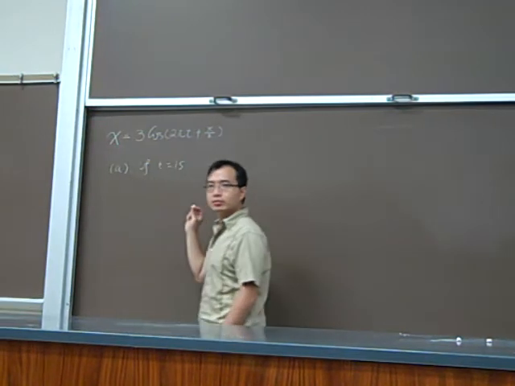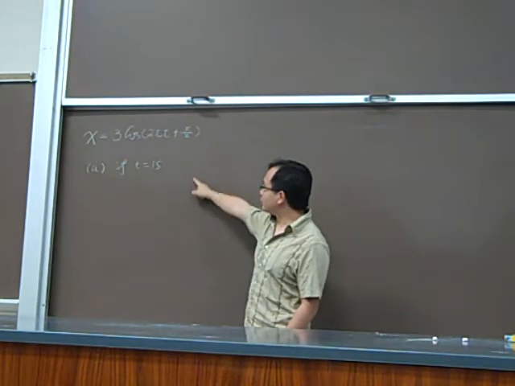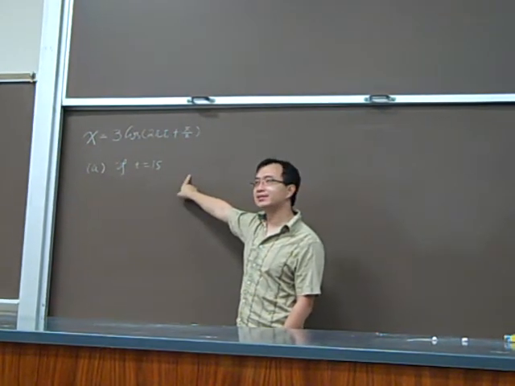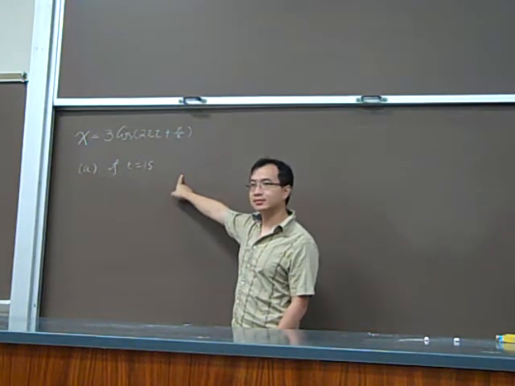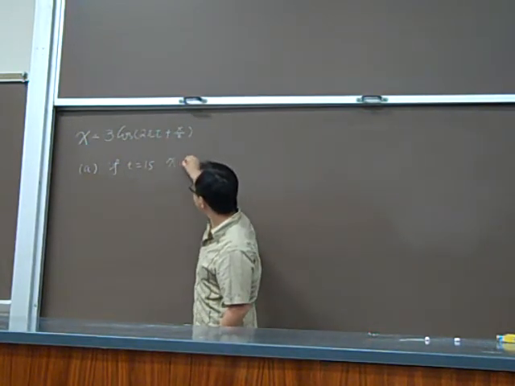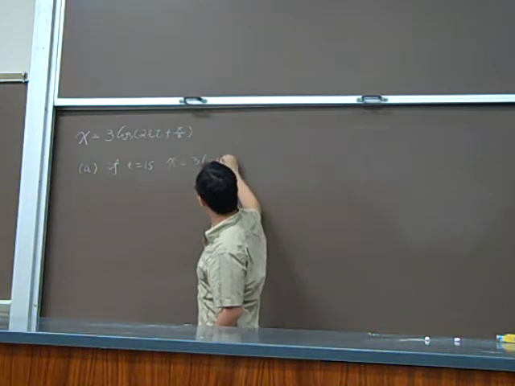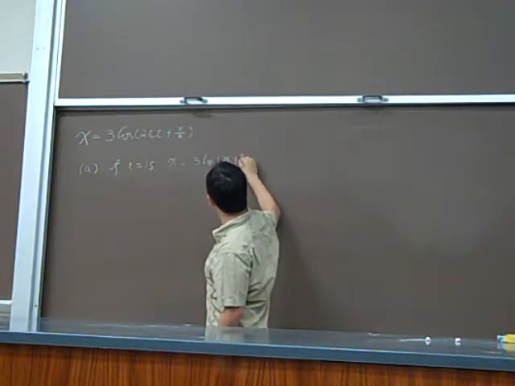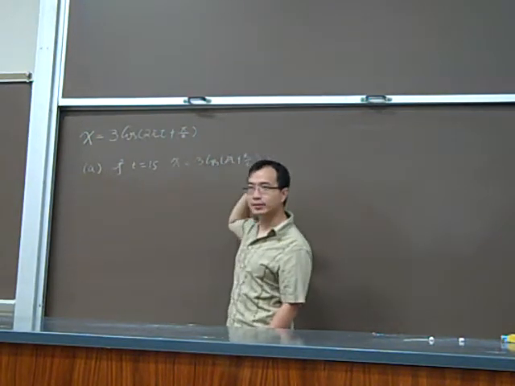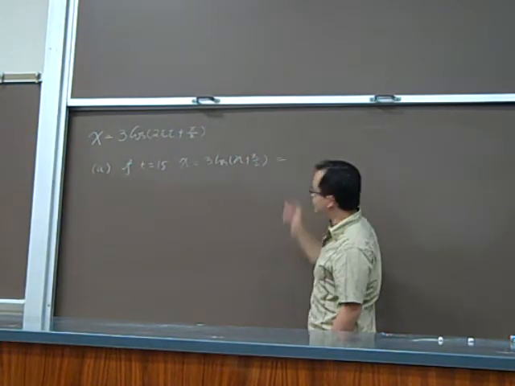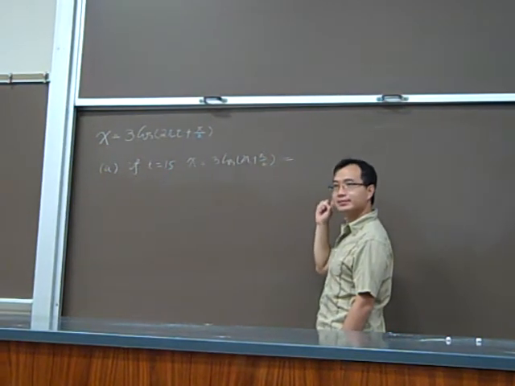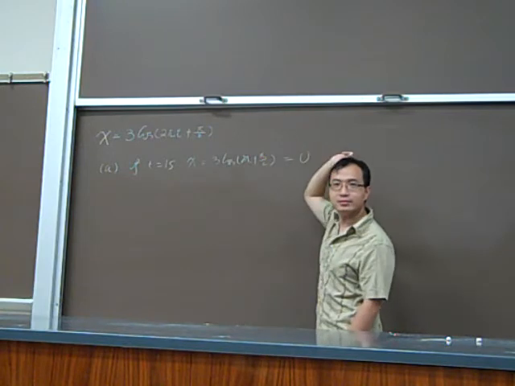What's the quantity you want to calculate for part A? 3 cosine 5 pi over 2. So it's simply x equals 3 times cosine of 2 pi plus pi over 2. Okay? And what's that? 0. Okay.